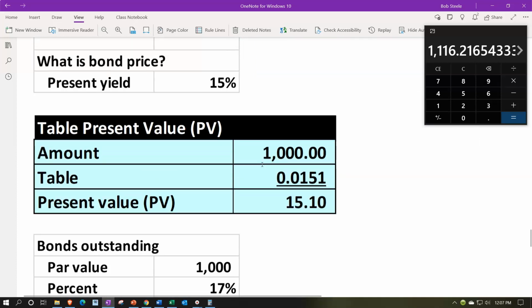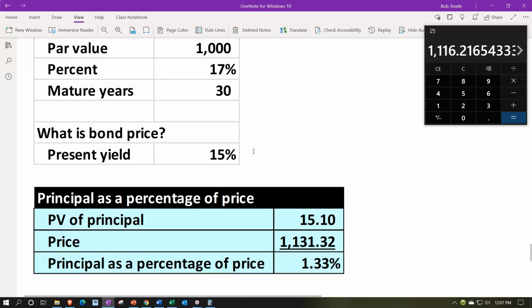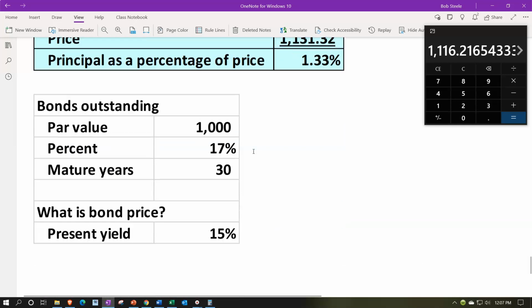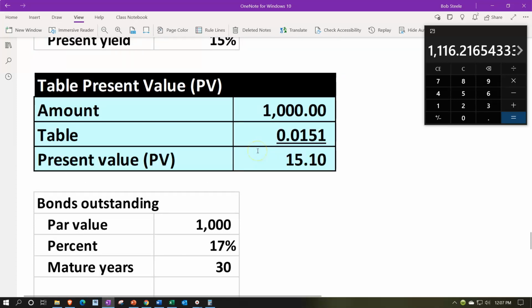The tables we're looking at are 15% and 30 periods, but this time with the present value of 1 tables. So 15 and 30, and the tables aren't here. The tables have disappeared, so we'll leave the table away, but it would be 0.0151. That would give us that 15.10 again.